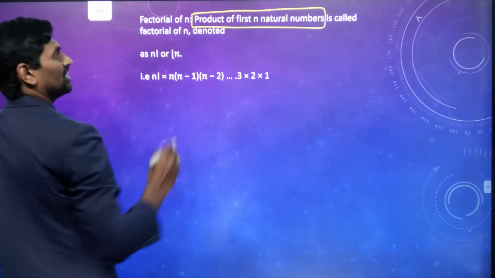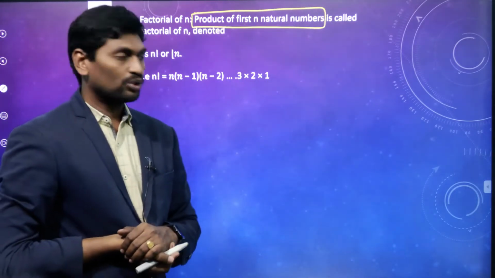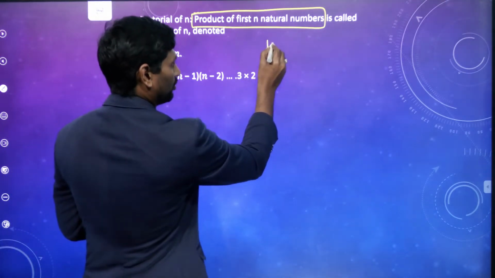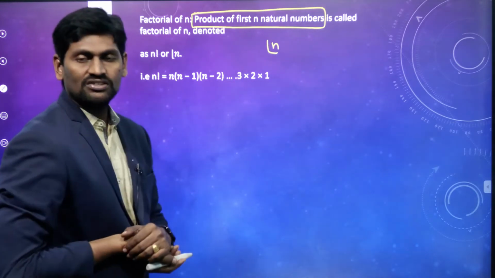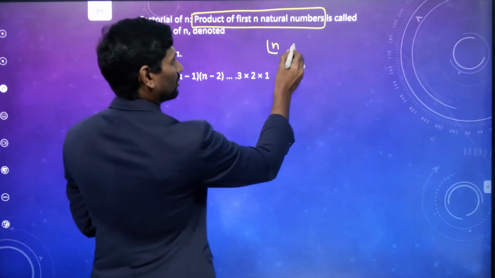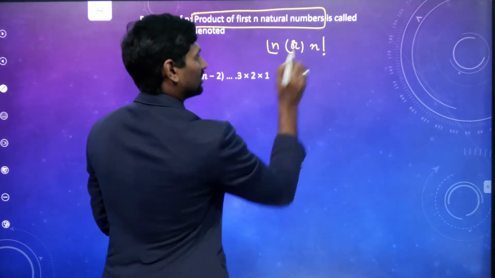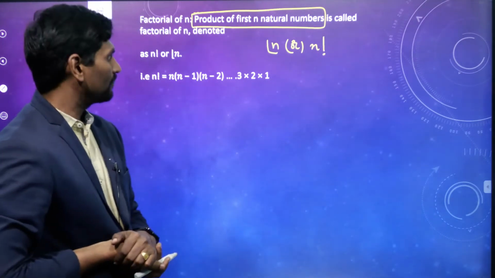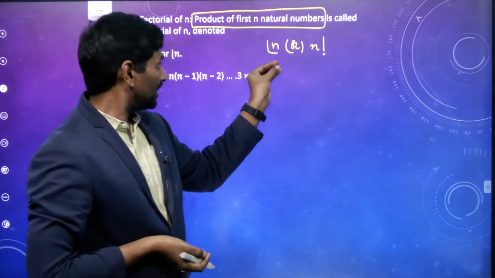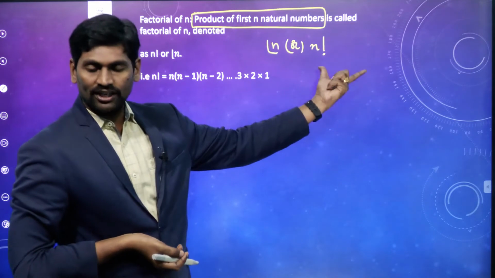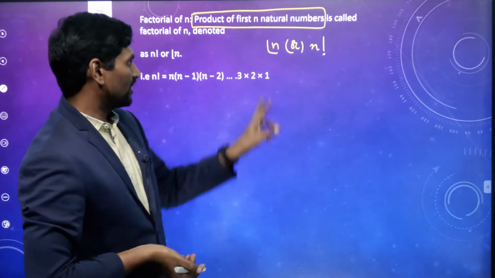Product of first n natural numbers is called factorial n. So we can write factorial n. This symbol we can pronounce as factorial n, or this one we can write as n factorial. This is also factorial, looking like an exclamatory symbol, right? Factorial n or n factorial, both are same. We can write in any way.